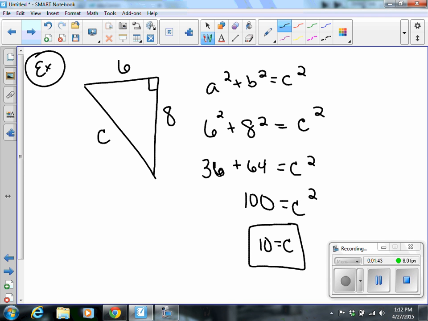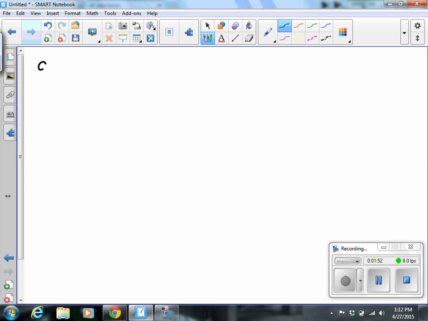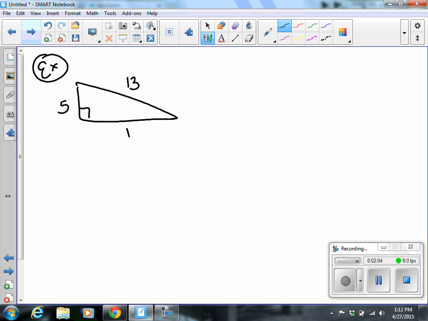So in this case, we were looking for the hypotenuse, but there will be times when you're looking for the A or looking for the B. So for instance, looking at this triangle, I do have the hypotenuse. So I have 5 squared plus B squared equals 13 squared.